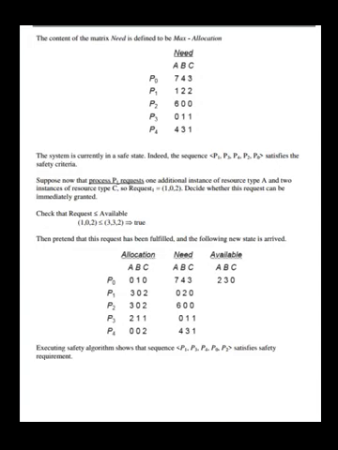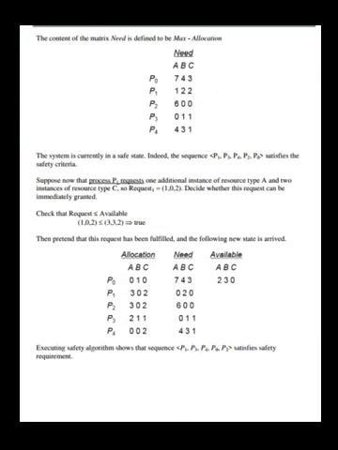Now let us see the content of the matrix. Need is defined to be max minus allocation. See the figure. The system is currently in the safe state. Indeed, the sequence P1, P3, P4, P2, P0 satisfies the safety criteria.